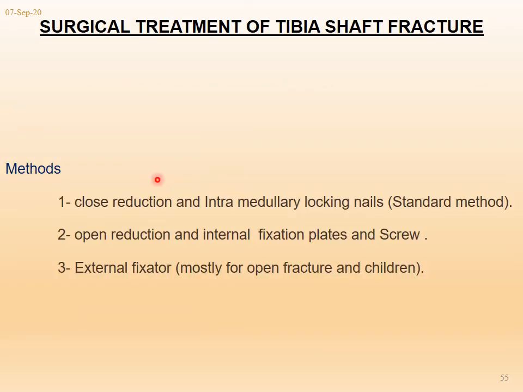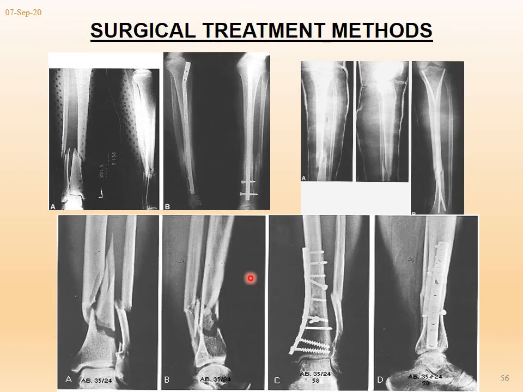Surgical treatment is more commonly done: closed reduction and intramedullary nailing, the standard method of treatment. Open reduction and internal fixation with plate and screws. External fixators are also used. More commonly these are used for fractures associated with wounds. This is the fracture. Here the surgeon has done an intramedullary rod. Again the same as in the femur, 2 screws in the proximal part, 2 in the distal part, and it is kept in this position for 6 to 8 months, and the fracture is going to heal.